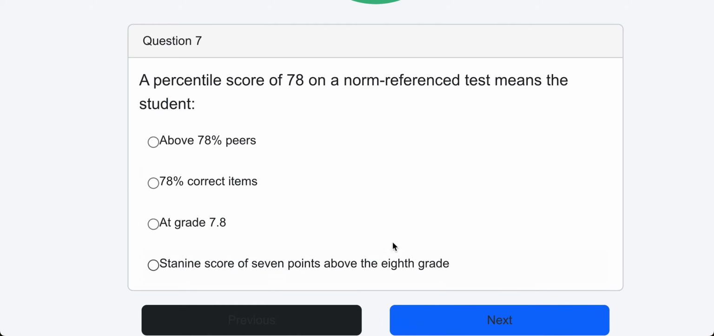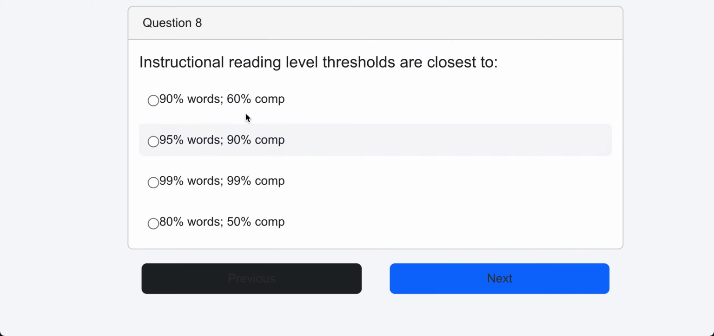Moving on to question number 7, this reads, a percentile score of 78 on a norm-referenced test means the student, and then fill in the blank. Percentile 78 equals performed higher than 78% of the group who also took the exam. That would be right there. All right, moving on to question number 8.